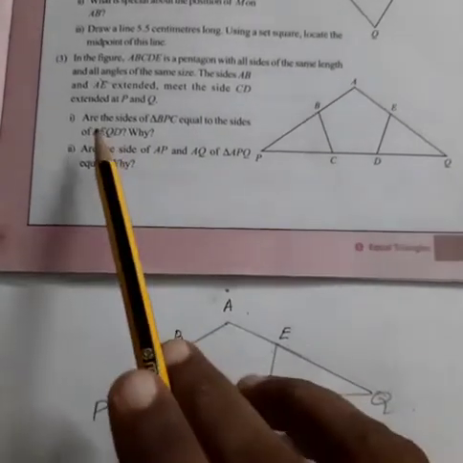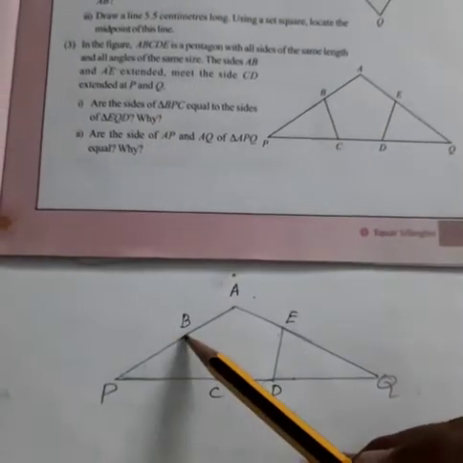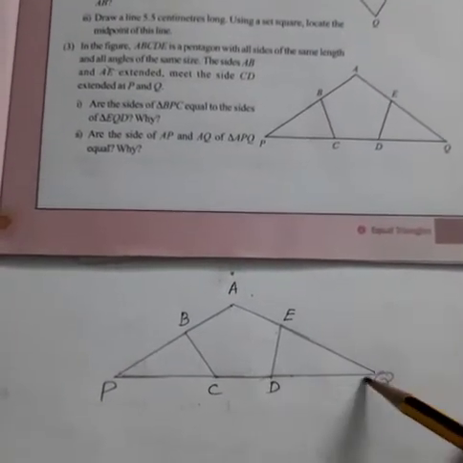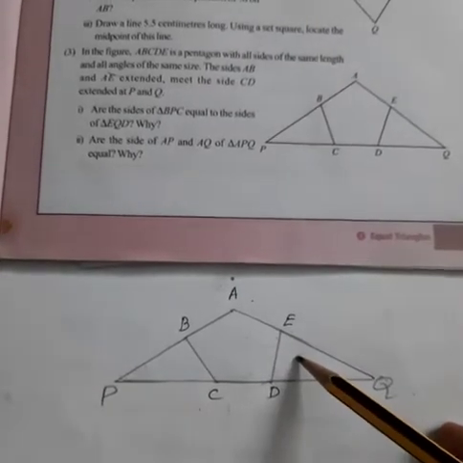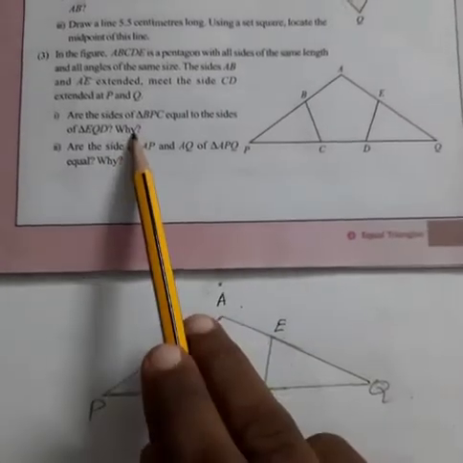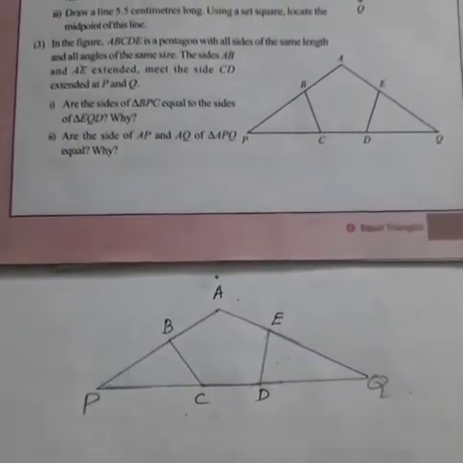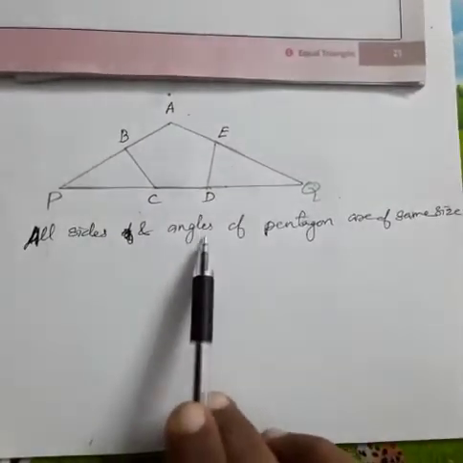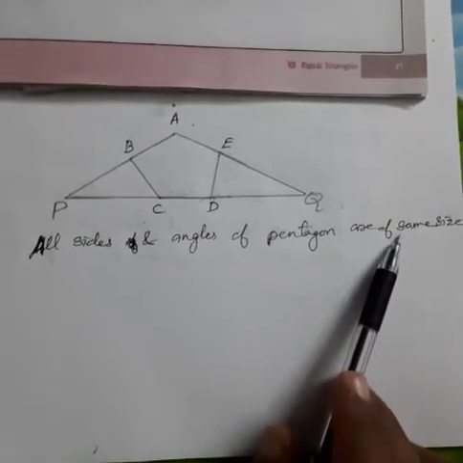That's the first question. Are the sides of BPC and EQD, these two triangles, equal? And what is the reason? This is equal. So from the question you can write all sides and angles of the pentagon are equal.